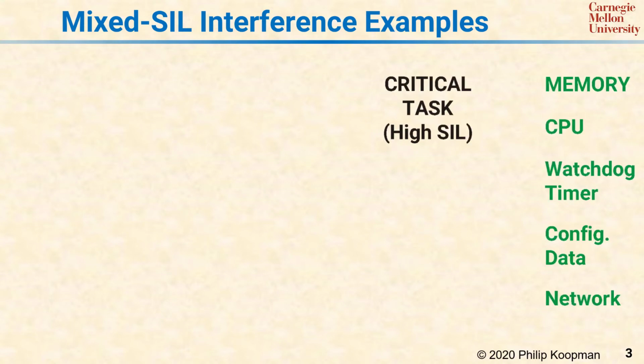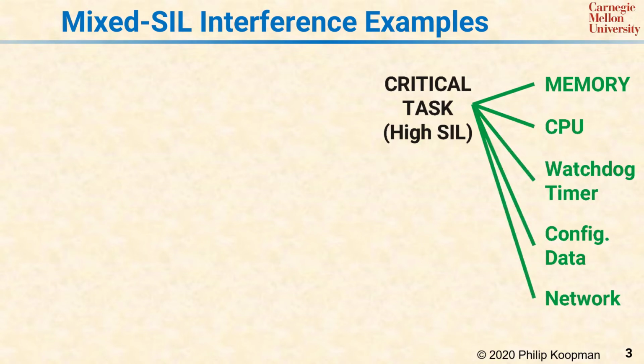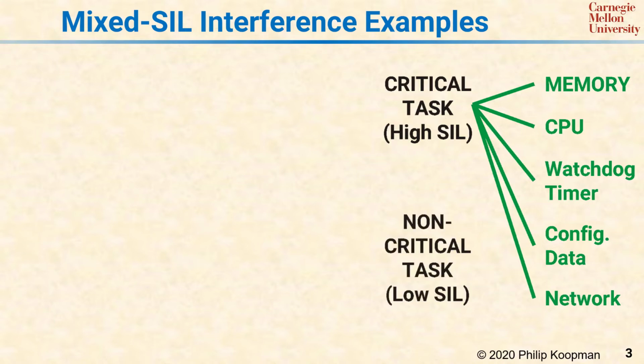It needs to be able to use memory, CPU, a watchdog timer, hardware configuration data, the network, and other resources. It was almost certainly designed and validated assuming that all of these resources are available and are not being corrupted by external factors. Now introduce a non-critical task on the same hardware and ask what could go wrong.